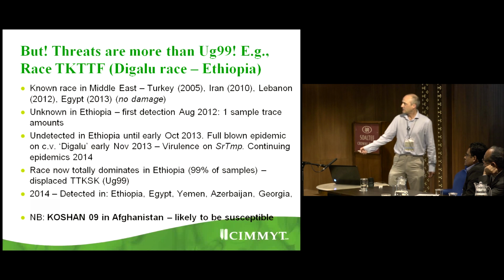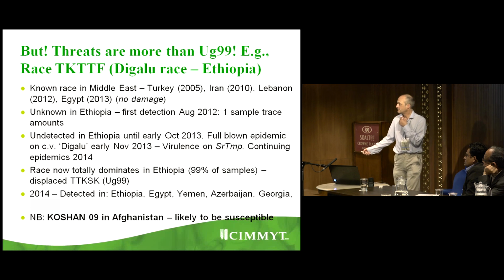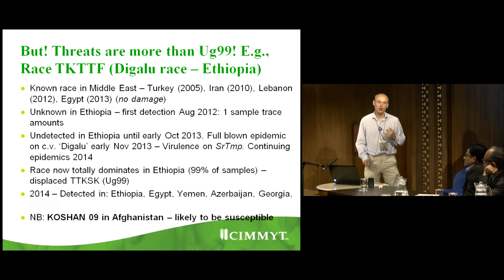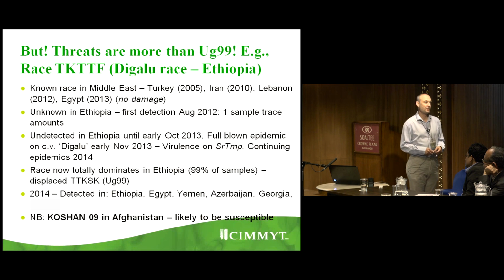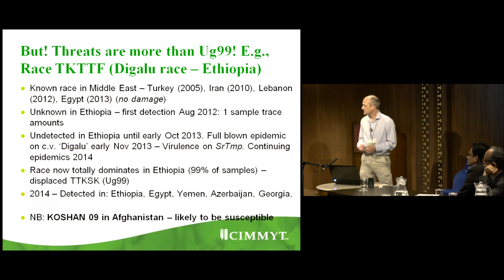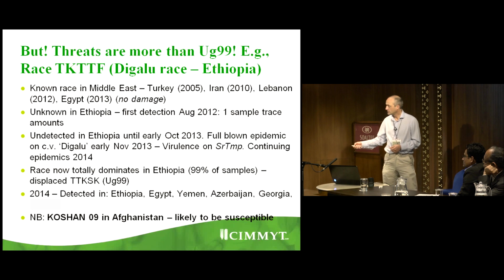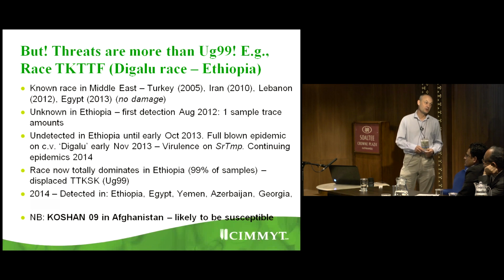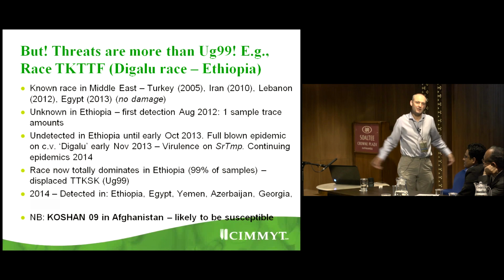We then didn't see anything until early October 2013, but by early November we got a full-blown epidemic on Digaloo, the most widely grown cultivar in Ethiopia. It's on about 500,000 hectares, this cultivar. The virulence on this gene, SrTMP, was what caused the problems, we believe. And now we've got continuing epidemics last year as well. And this race has basically just completely taken over.